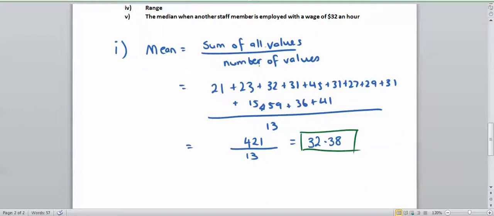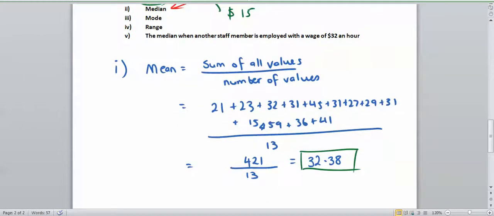Median. Let's have a look at the median. Well, the median is we have to arrange from smallest to largest. So that's probably going to be a bit tricky for me to do right now, but let's do that. We've got 13 values, in which the smallest is the poor old cleaner, and they're $15. Who's next? We've got 15. So we've got to arrange this in order.